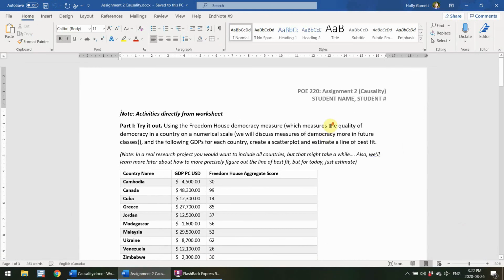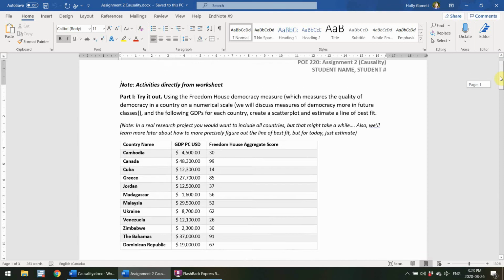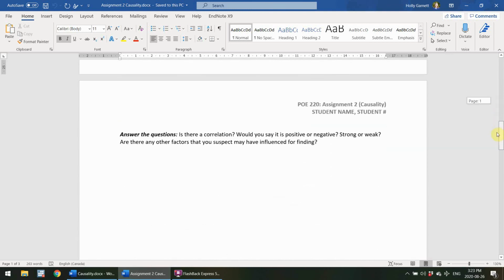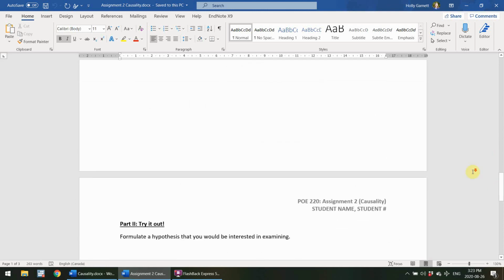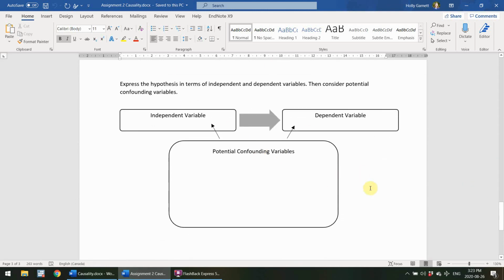So the assignment is right here. It's got, again, your chart, your graph. Again, please do it by hand. Answer some questions, and then try writing your own hypothesis. Okay, that's it for today, and I look forward to seeing what you come up with.